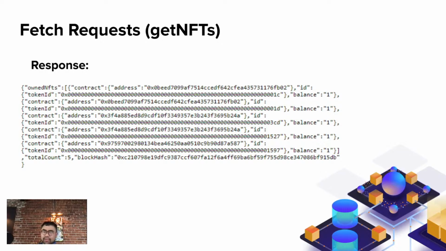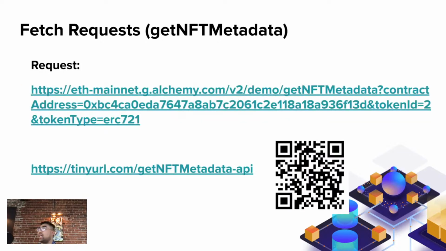The next thing, which is maybe more interesting to most people, is getNFTMetadata. Once again, you're more than welcome to go after the long URL, but let's just take a look at it real quick. So it's getNFTMetadata. That's the actual call that we're making. We have a few arguments here that we're showing off: contract address, token ID, and token type.